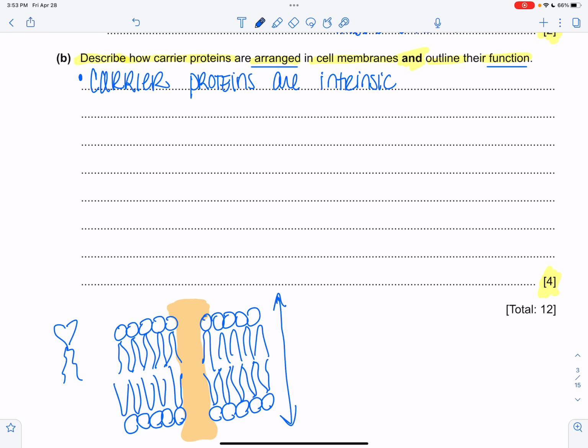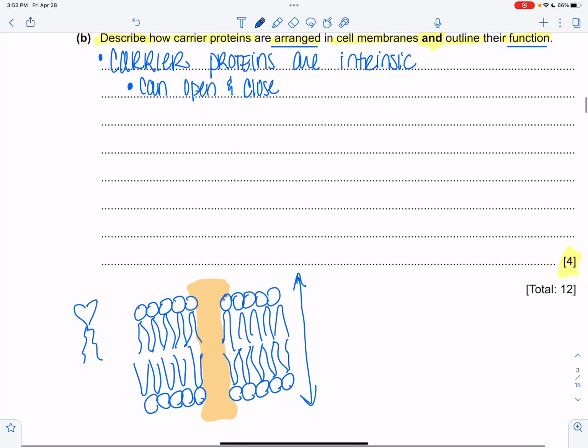So you can say they're intrinsic, or you can say they go all the way through. Some aspects of them, they can open and close. Channel proteins cannot do that. Channel proteins stay open. In class, I would say if you consider the letter H, the top and the bottom are open in the word channel. An example of a channel protein is an aquaporin, and that's what water will go through. These will do both passive and active transport. Prior to saying that, I'm going to say they control the entry and exit of substances.